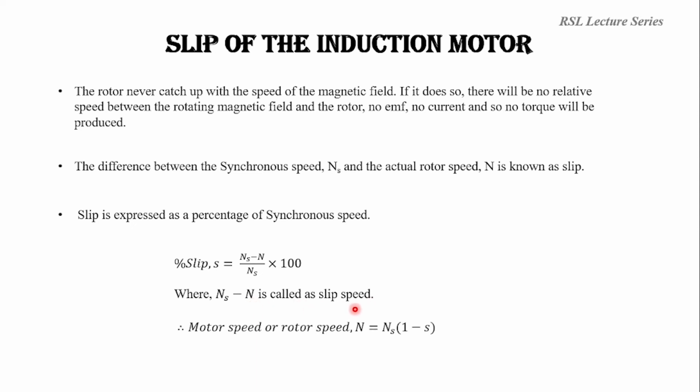Now, if we cross multiply, we will get s × ns = ns − n. On rearranging, we can write n = ns(1 − s). So the rotor or motor speed is given by the synchronous speed times (1 − s), where s is the slip of the induction motor. Next we'll see the frequency of the rotor current.